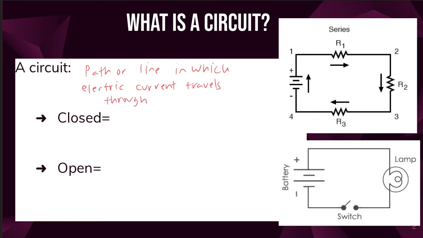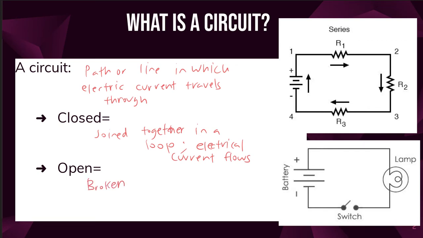And so we have open and closed circuits, and they're just like they sound. Our closed circuits are going to be joined together in a loop, meaning electrical current can flow. And our open circuits are going to be considered broken because they're open, meaning they're not closed together in a loop. And because it's not closed together, no electric current can flow.